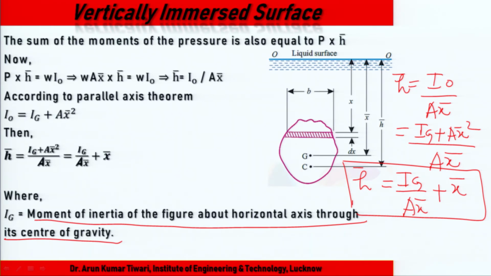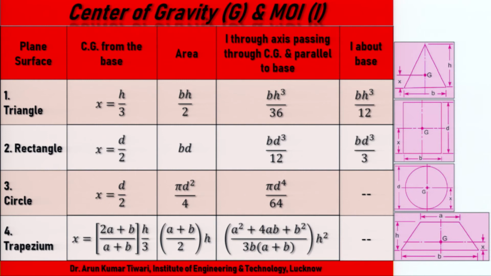Third, let us look at the center of gravity and moment of inertia of different common surfaces, in the case of a plane surface. Suppose we take a triangle. What is the CG from the base? x bar is h by 3.